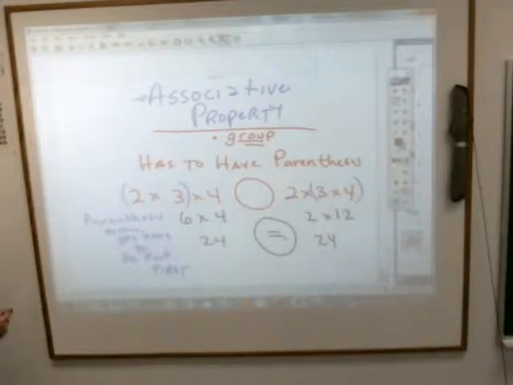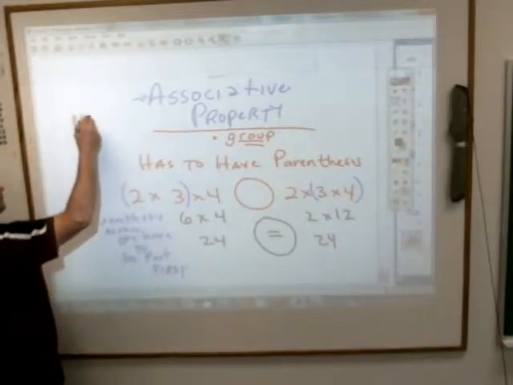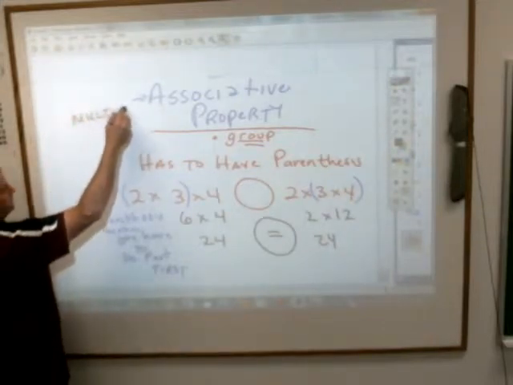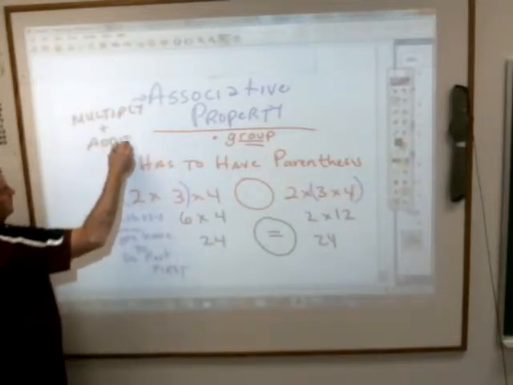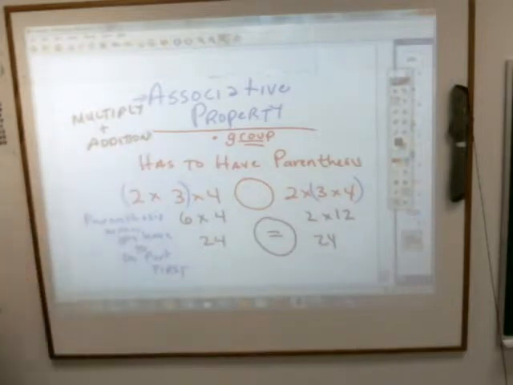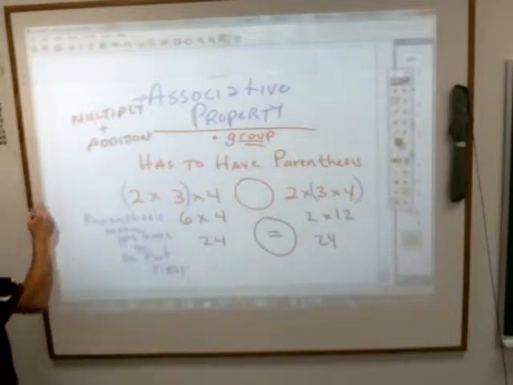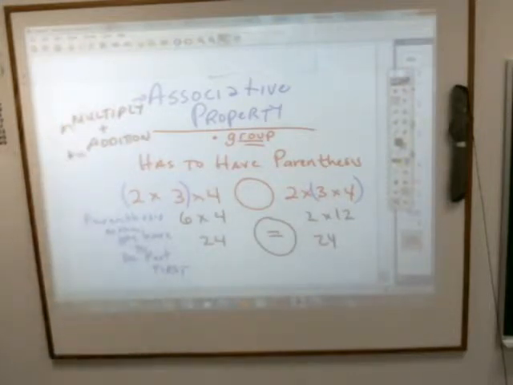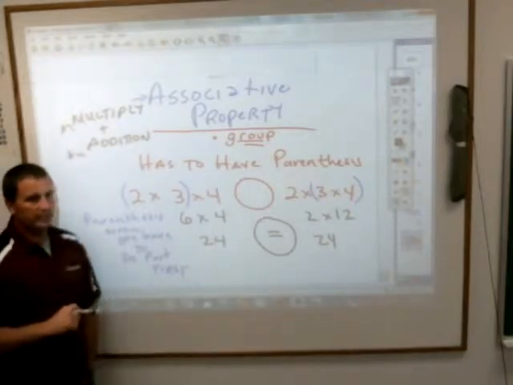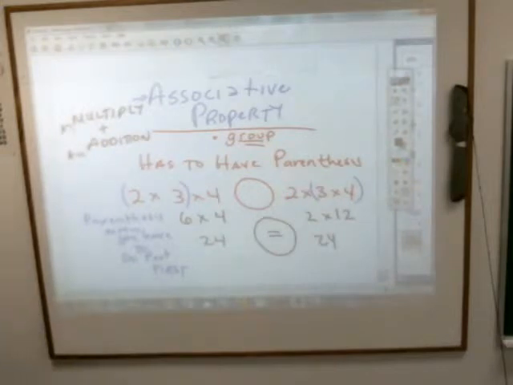The associative property, though, only works with, write this down, it only works with multiplication and addition. Okay, it only works when it's all multiplication or all addition. And as soon as I give you a chance to write that down, I'll show you an example of why it doesn't work for all things. Everybody got it written down? Switch to a new screen.